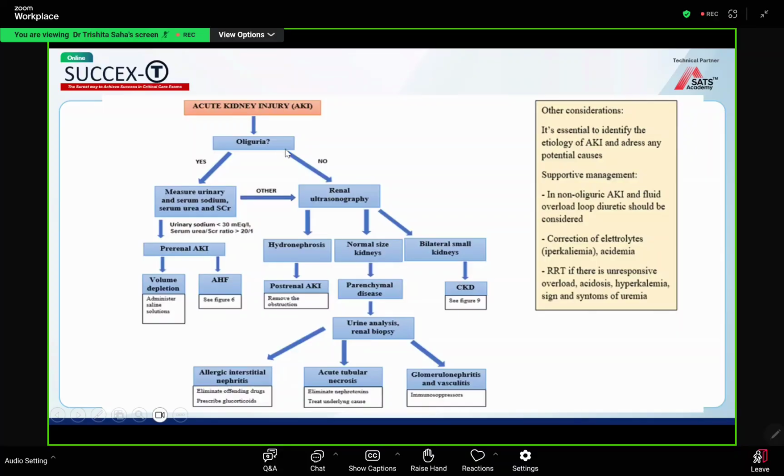And if the oliguria is not present, then you have to go for renal ultrasound to rule out whether it is hydronephrosis. Then it shows post-renal AKI, normal size, or bilateral small kidneys. If it is normal size, then it might be a parenchymal disease. You have to do urine analysis and renal biopsy.